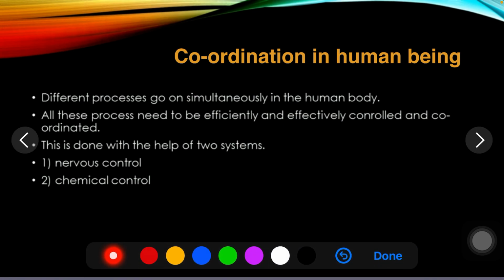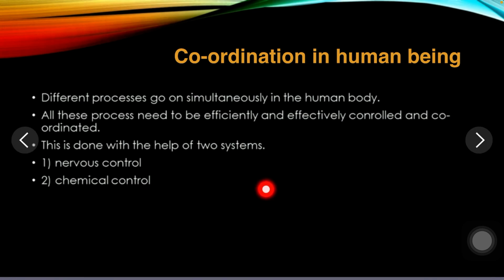Students, that was all about coordination in plants, the various types of movement. Now we will be learning about coordination in human beings. Students, different processes go on simultaneously in the human body. Simultaneously means at the same time. All these processes need to be efficiently and effectively controlled and coordinated. This is done with the help of two systems within our body. The first is nervous control and the second one is chemical control.